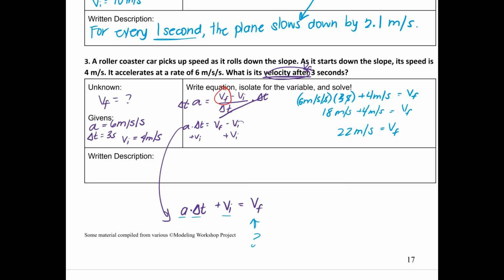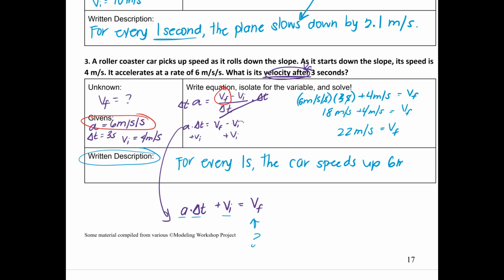And our written description here is we're explaining acceleration. We're going to explain what this number means. And for us, it means for every 1 second, the car speeds up 6 meters per second. That's it.